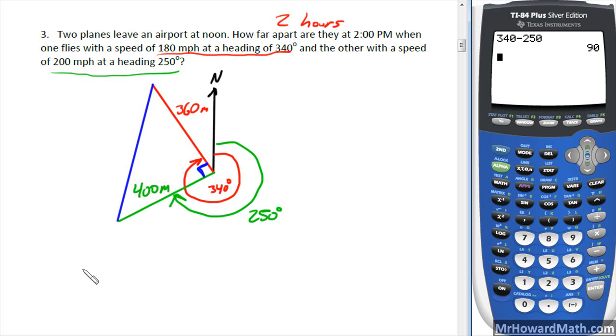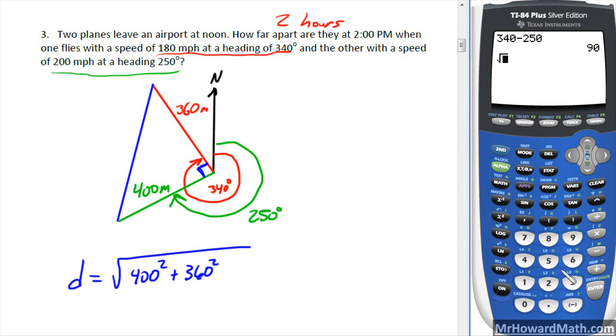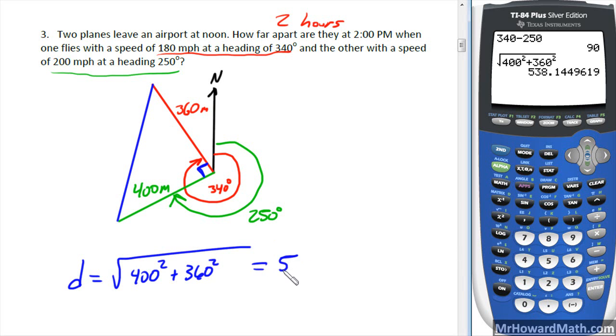So our answer, the distance, is the square root of 400 squared plus 360 squared. So we'll put that in our calculator, and we get a total distance of 538 miles apart. So they are approximately 538.1 miles apart. And that answers problem 3.